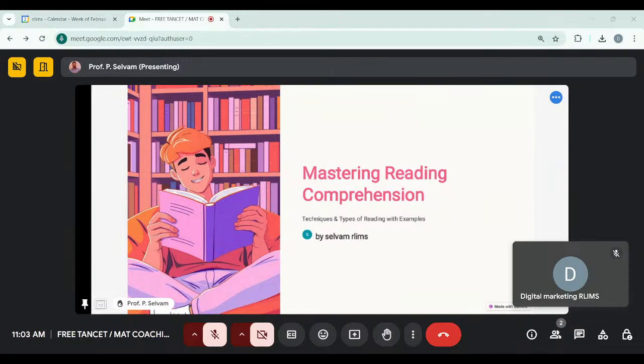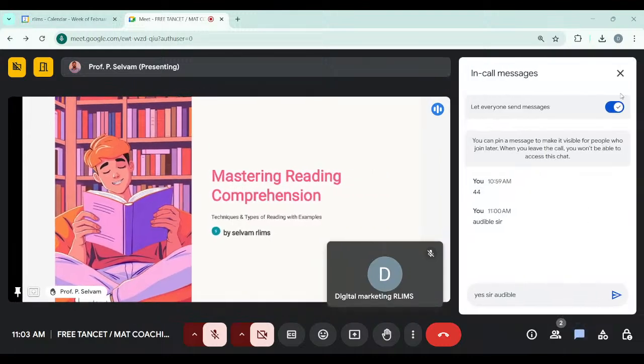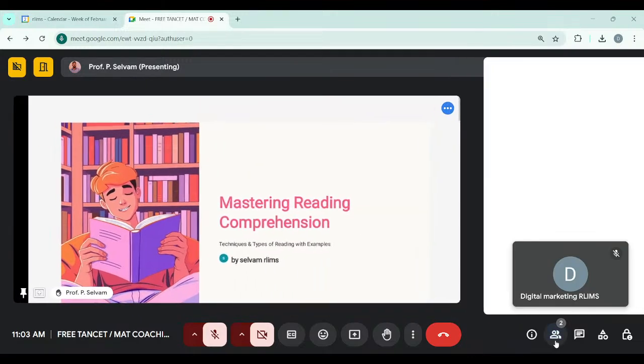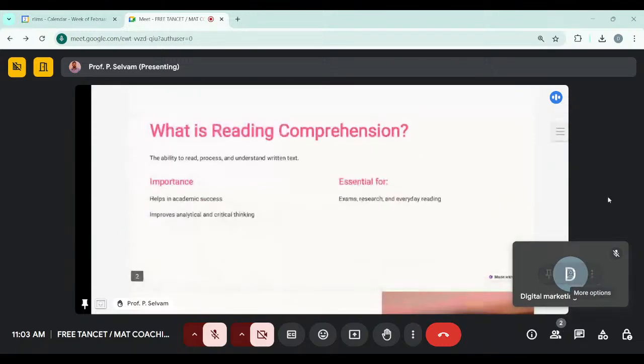Before proceeding, I would like to tell you that this session will help you understand the different techniques you can employ to attempt this reading comprehension. My session will also help you understand the different types of reading. In reading comprehension itself, there are different types of reading techniques you can adopt so that you would be able to save time, and understand the hidden information, hidden message or facts given in the passage.